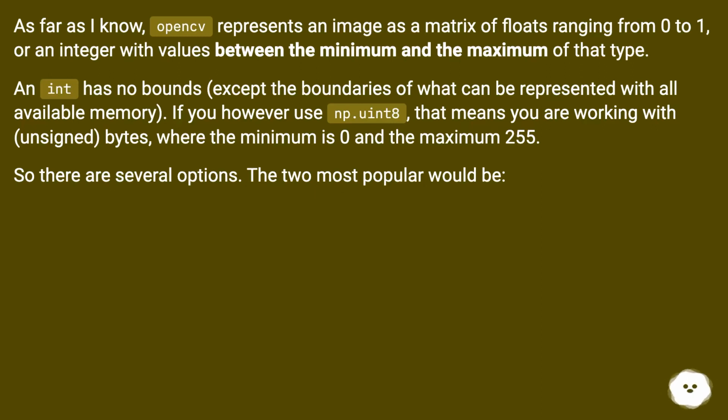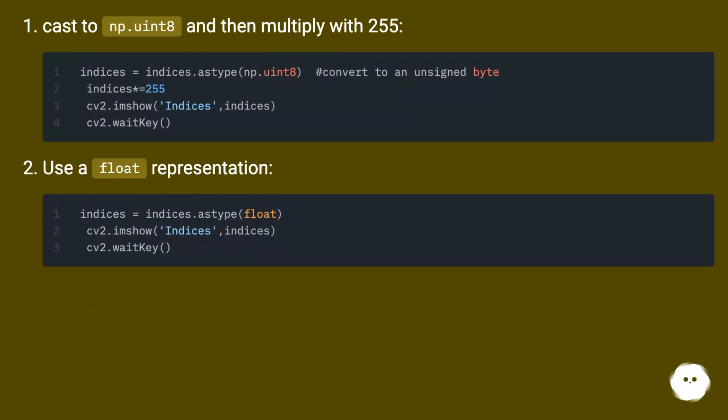The two most popular would be: cast to np.uint8 and then multiply with 255. Or use a float representation.